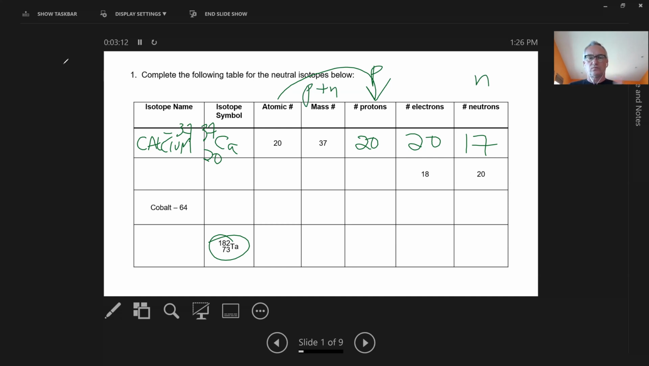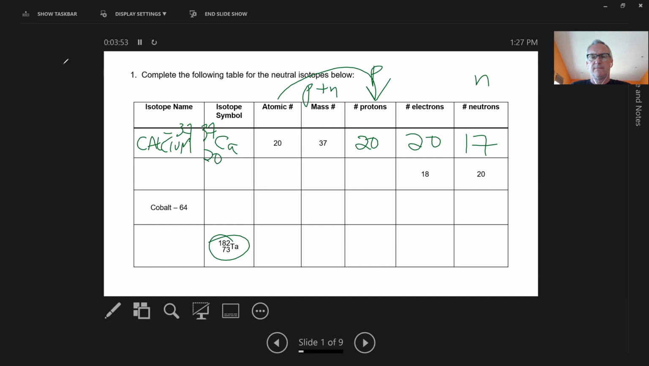Okay, so the second one's a little trickier because it only gives us electrons and neutrons. We don't know what the number of protons, or therefore the atomic number, is. How are we going to figure that out if we don't know the number of protons? Because that could easily be calcium, because calcium normally has a charge of +2. So that could just be calcium again. How are we going to figure that out?